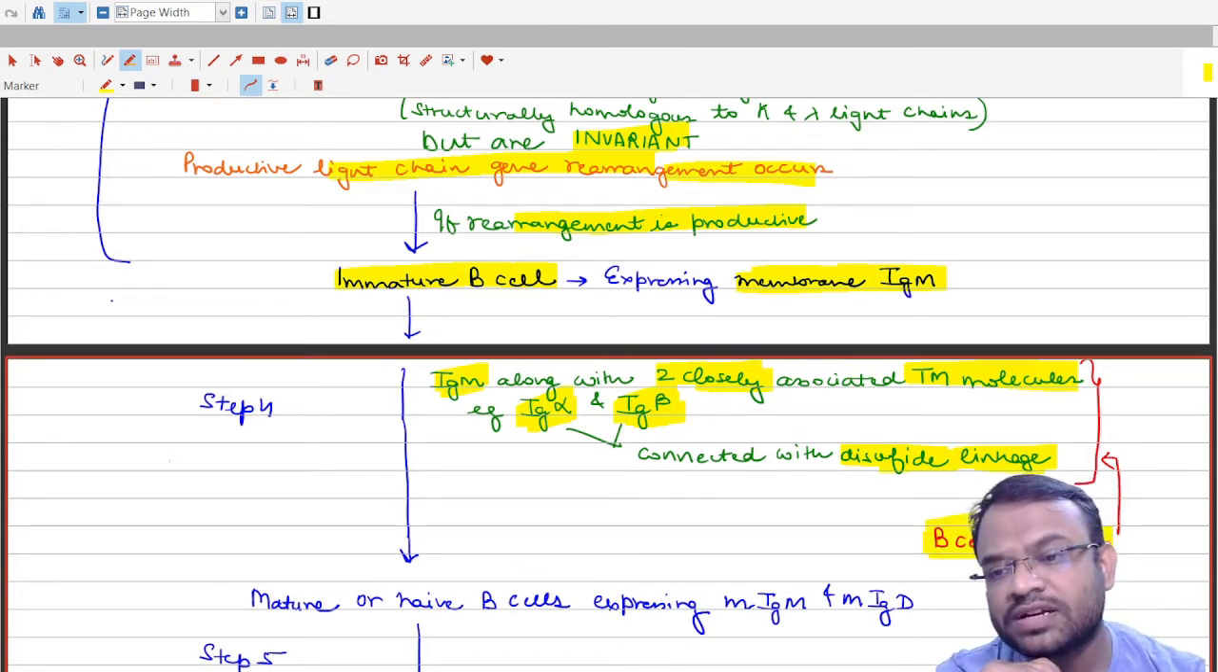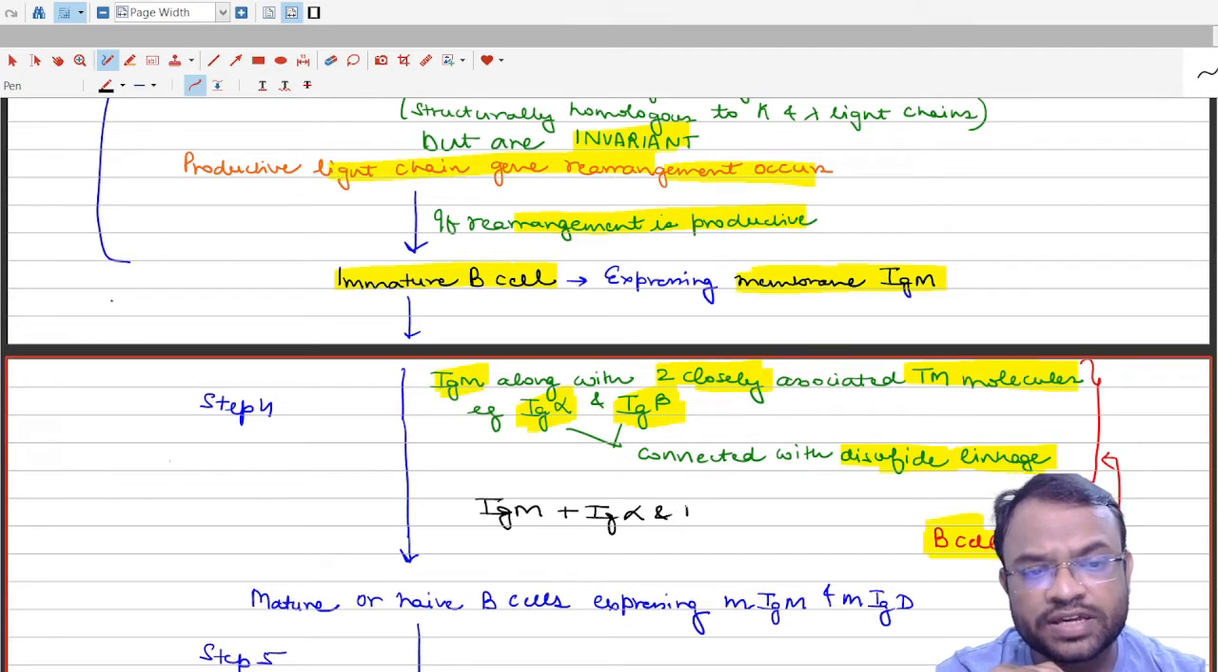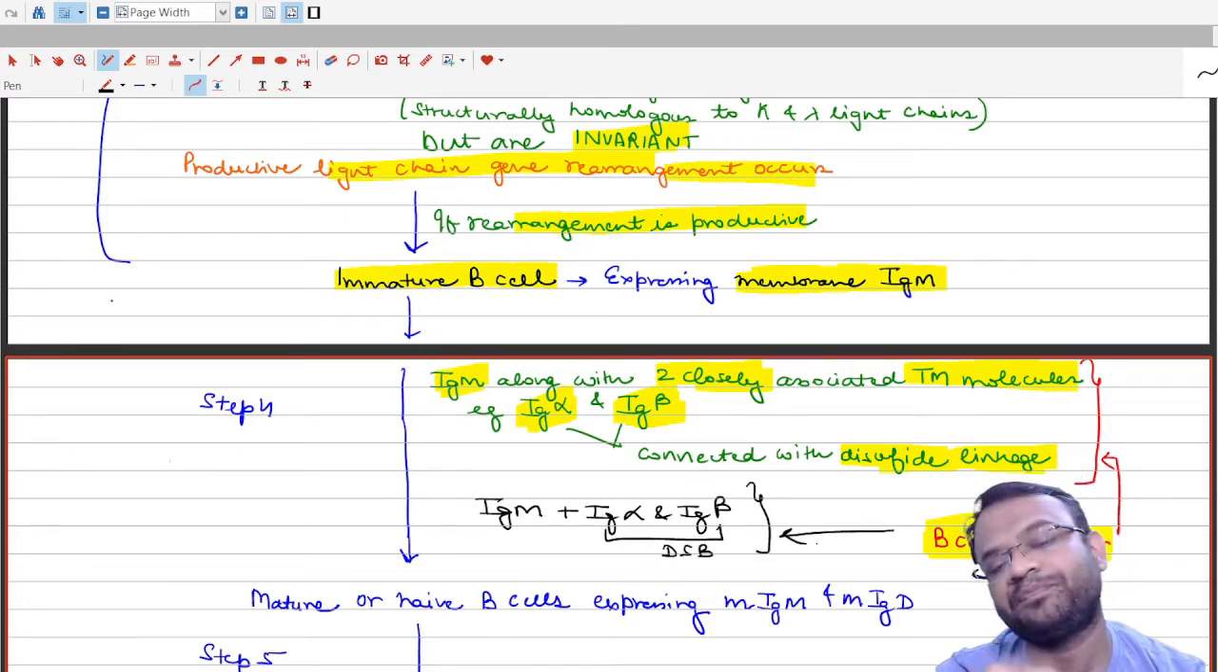What forms the B cell receptor? Let us write down again. There is IgM, plus there are Ig alpha and Ig beta, and these are connected with a disulfide bond. Together they form the B cell receptor.